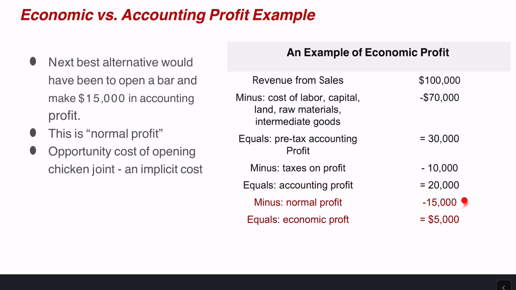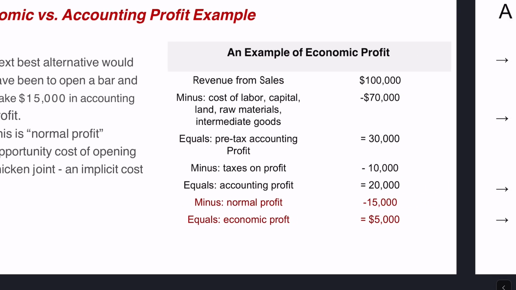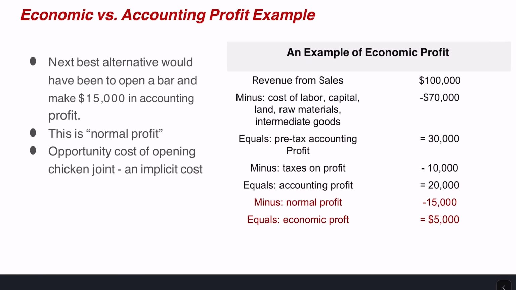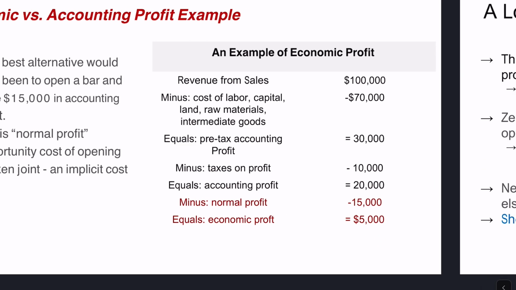But we could have had different amounts of an opportunity cost, implicit cost to subtract off. So here I have that implicit cost of $15,000 is less than your accounting profit, right? But it could be different. Let's suppose that the opportunity costs in the previous example were $30,000 instead of $15,000. Here we would subtract off $30,000, and this would be negative, a negative $10,000, and we would call those economic losses.